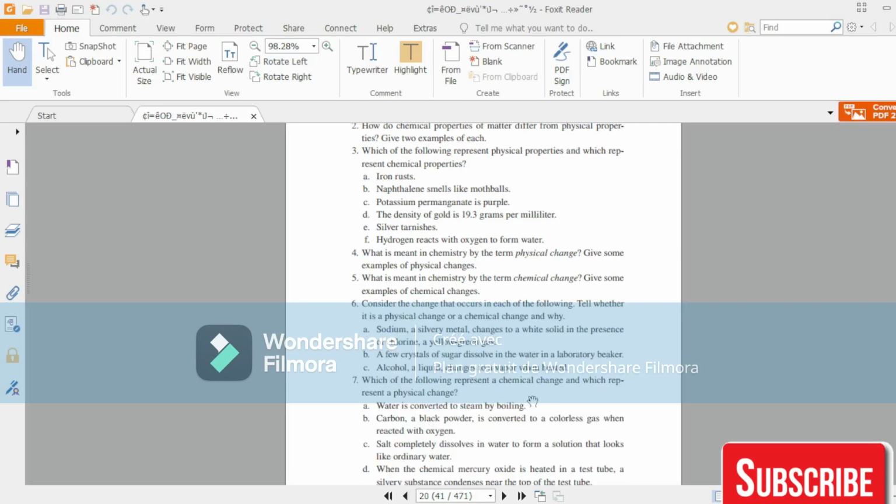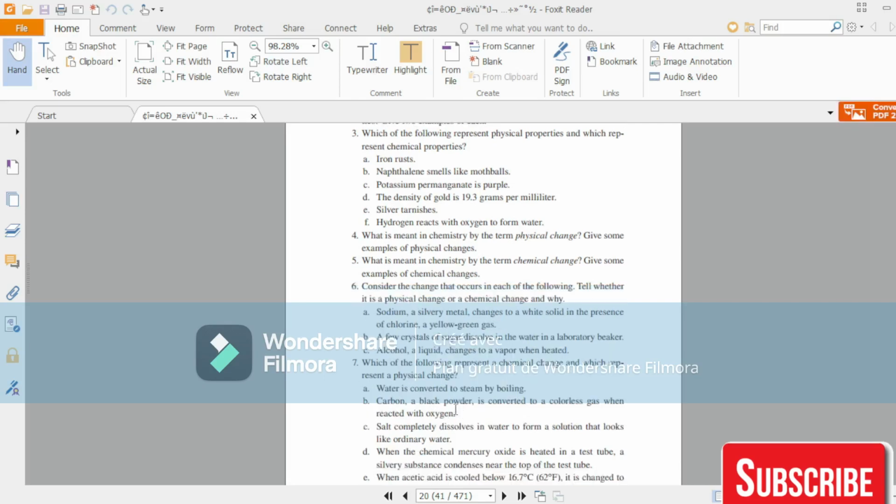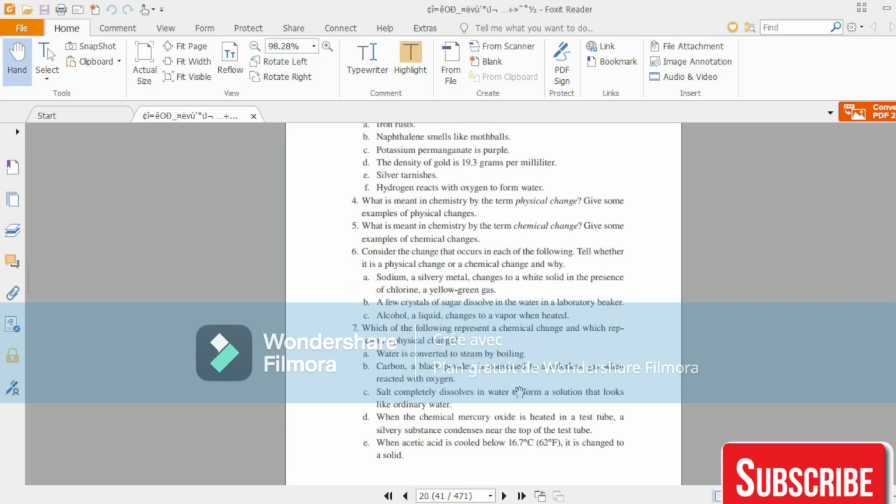Which of the following represent a chemical change? Which represent a physical change? Water is converted to steam by boiling. Carbon black powder is converted to a colorless gas when reacted with oxygen. Salt completely dissolves in water to form a solution that looks like ordinary water. When the chemical mercury oxide is heated in a test tube, a silvery substance condenses near the top of the test tube. When acetic acid is cooled below 16.7 degrees, it is changed to a solid.